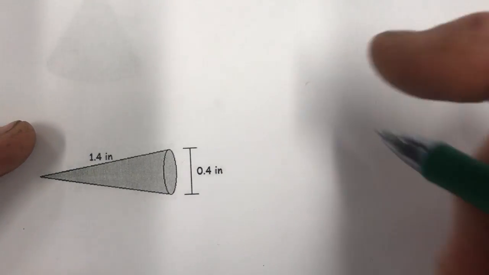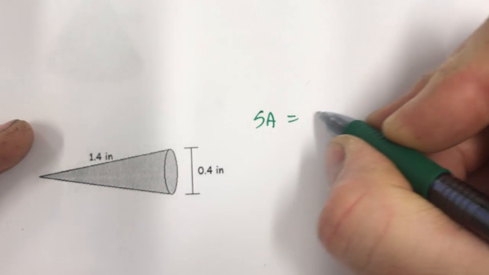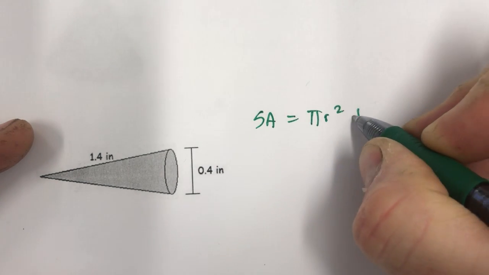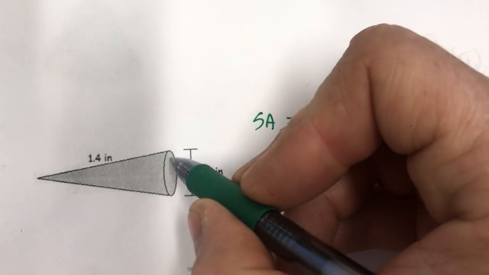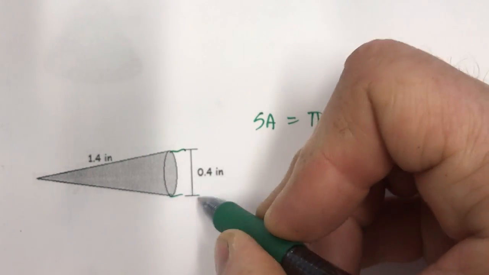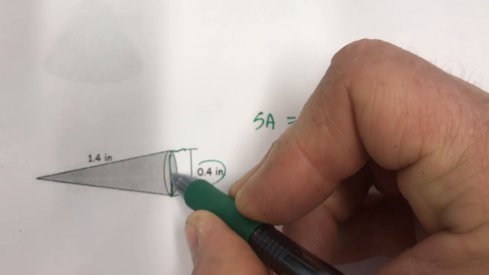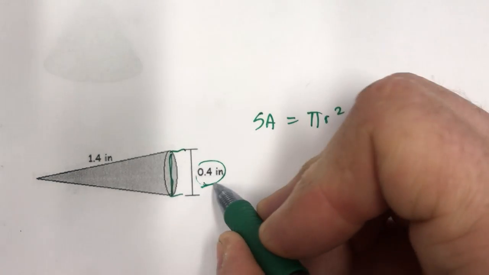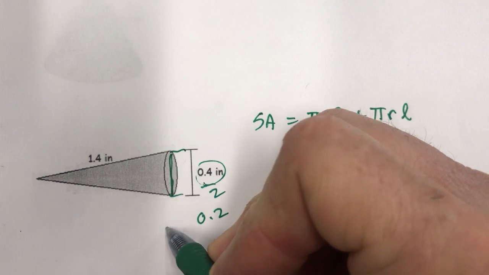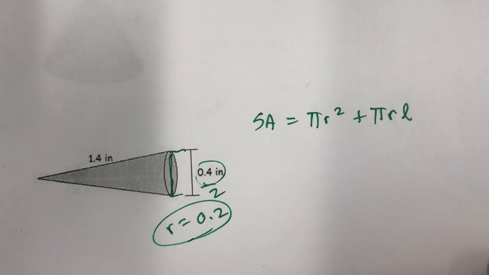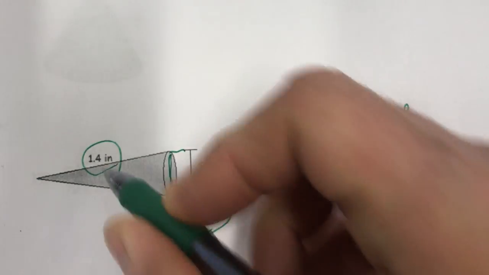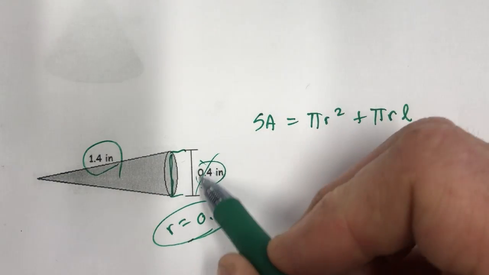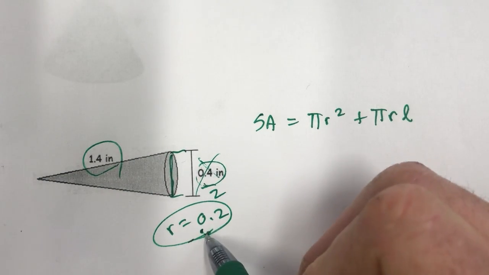So here's another one. Okay, let me write it down again. Surface area is pi r squared plus pi rl. Now on this one here, we notice that this dimension is the diameter of this circle. I need to divide that by 2, which would be 0.2. So here's the radius, and here's my slant height right there. So here's the two things I need. I don't want this, that's the diameter. I need to divide by 2 to get the radius.